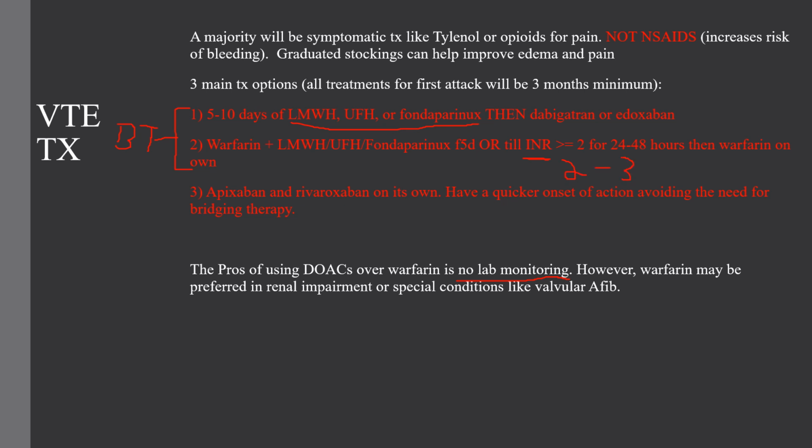But a pro of using warfarin over DOACs is that warfarin can be used in renal impairment or special conditions like valvular atrial fibrillation. The DOACs can be used in renal impairment in certain cases. So apixaban can be used in creatinine clearance of less than 15, where the other three can be used up to a creatinine clearance of 15, but nothing lower than that. And then the rest can only be used at least above 30 mL per minute for creatinine clearance.